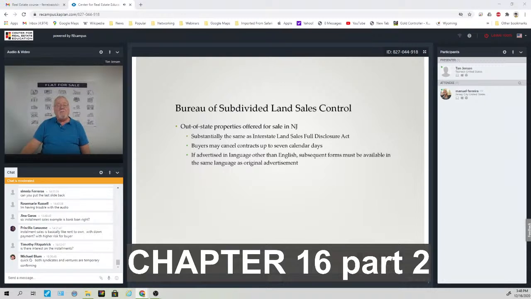So under the Bureau of Subdivided Land Sales Control, all out-of-state properties offered for sale in New Jersey must be registered with the state of New Jersey and are substantially the same as the Interstate Land Sales Full Disclosure Act, where buyers can cancel contracts up to 7 days after the original purchase. And if they are advertising in a language other than English, then all their subsequent forms must be available in the same language that they're advertising in.